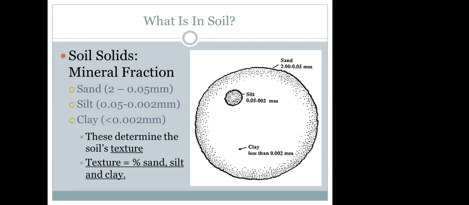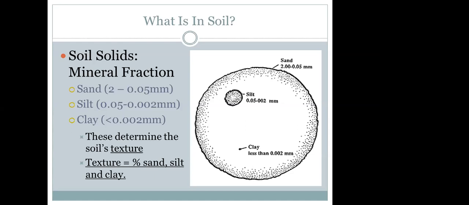Sand, silt, and clay are important because they determine what's called the soil's texture. Texture is a good term for what this is. Texture kind of defines how the soil feels. Is it smooth? Is it sticky? Is it gritty and loose? And texture is very simply the percentage of sand, silt, and clay. So we take a percent sand, percent silt, and percent clay and add them up to 100%. That is your soil's texture.